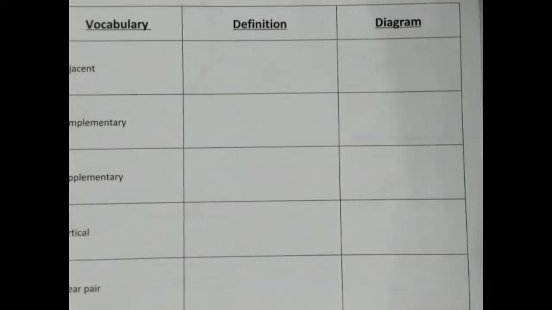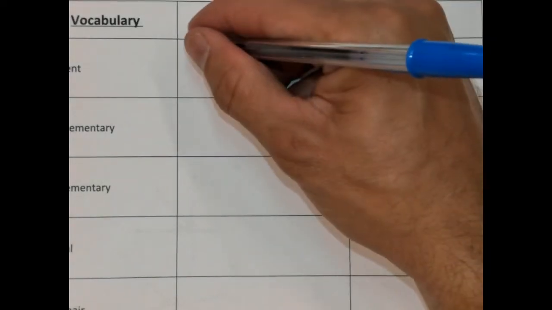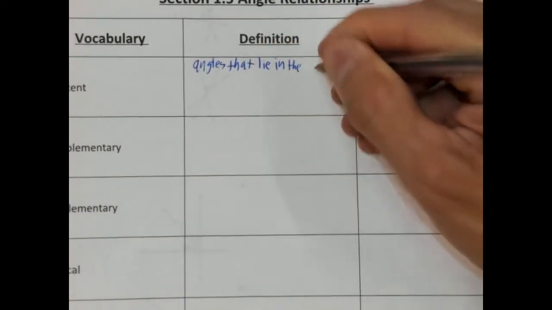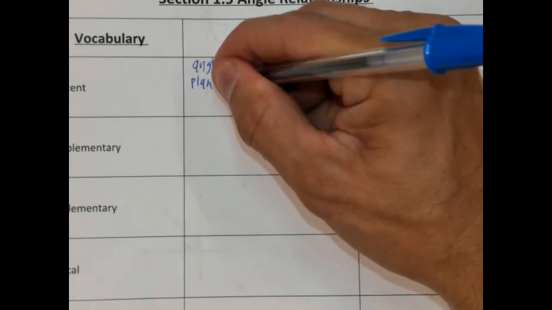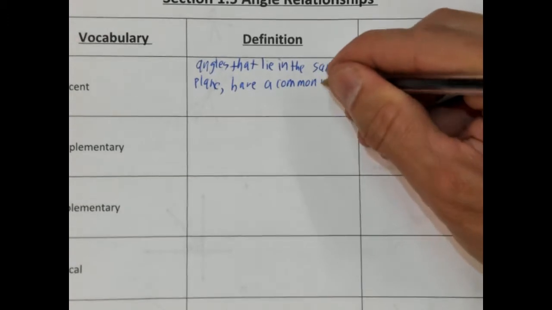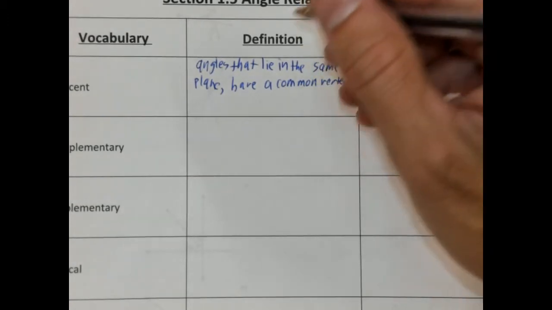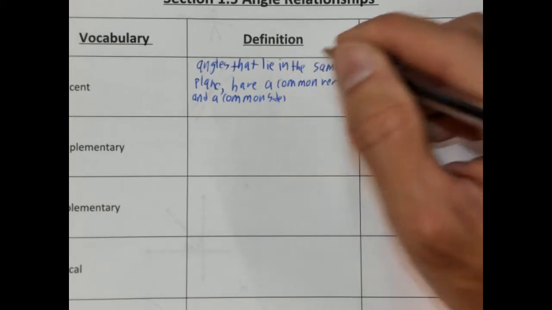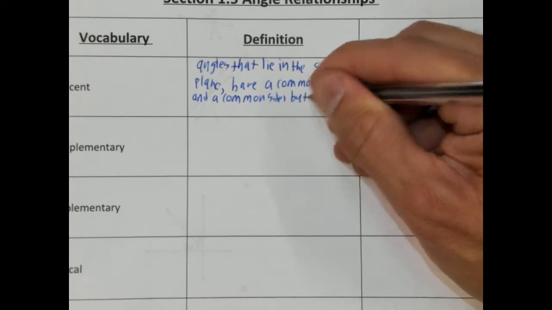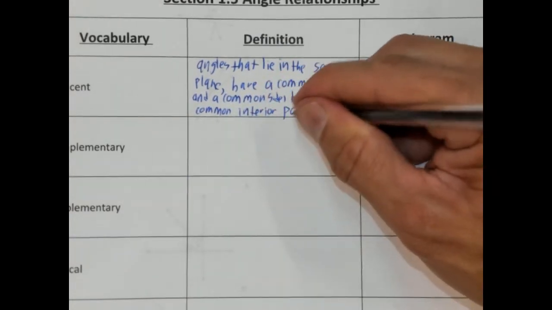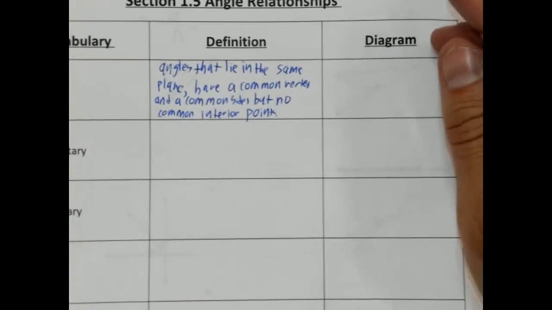Okay, so let me zoom in here a little bit so you can see a little better. So adjacent angles: angles that lie in the same plane, have a common vertex and a common side, but no common interior points. Okay, it sounds complicated, but it really isn't, so check this out.